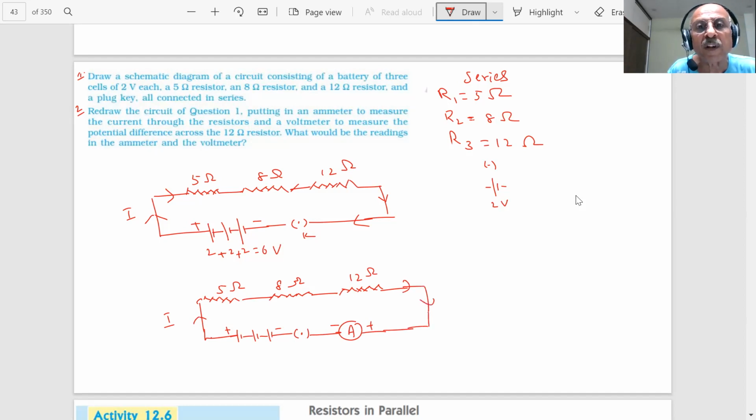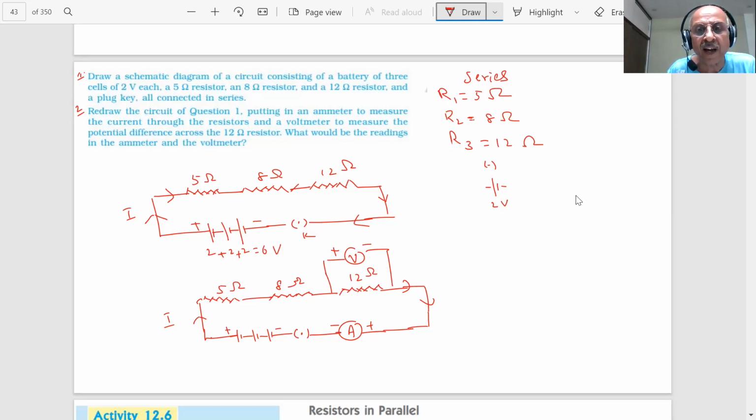And where is the voltmeter? To measure the potential difference across 12 ohm. So I'm putting the voltmeter, which is connected in parallel always. How do we connect the voltmeter in parallel, student? This is positive, this is negative. Is it the correct circuit diagram, students? Yes, sir.